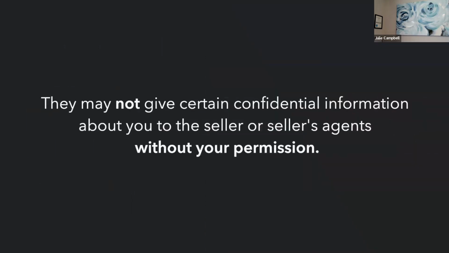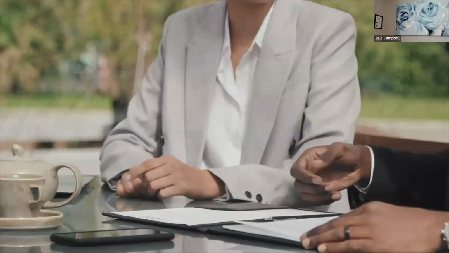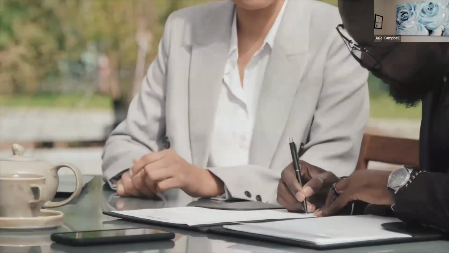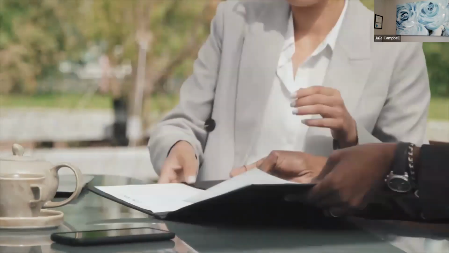Once you've agreed that a firm or agent will represent you, they may not give certain confidential information about you to the seller or the seller's agents without your permission. Confidential information includes your motivation for buying or your negotiating strategy. For this reason, don't tell the agent anything that you don't want a seller to know until you enter into an agreement to hire the agent.